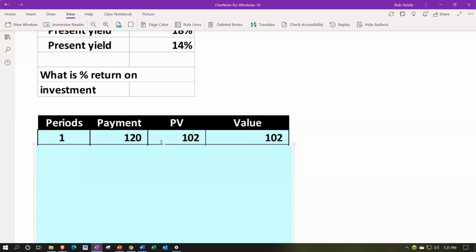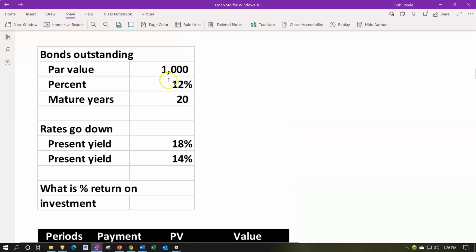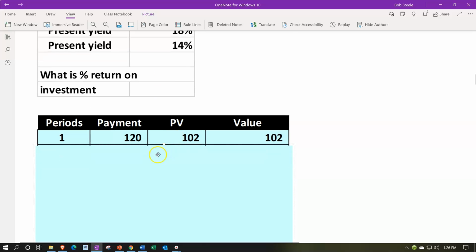We have period 1, 120 payment. That's going to be the 1,000 times the 12%. If we present value that, I won't do the calculation here. You can imagine doing it in Excel. We do this in Excel if you want to take a look at those present value calculations and how to put a table like this together. But that would be 102.